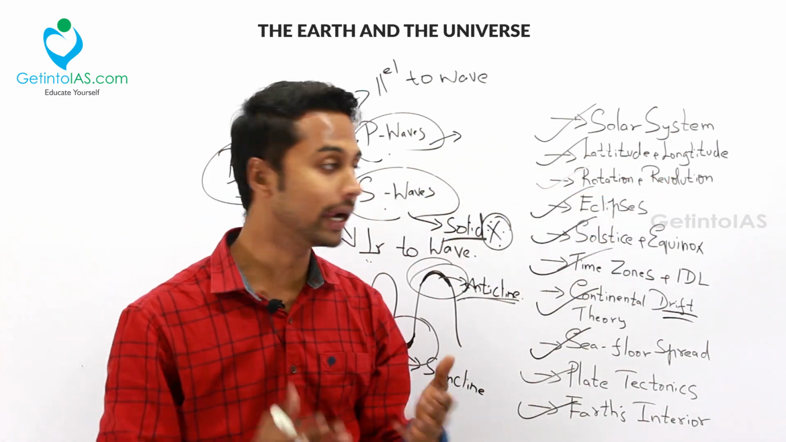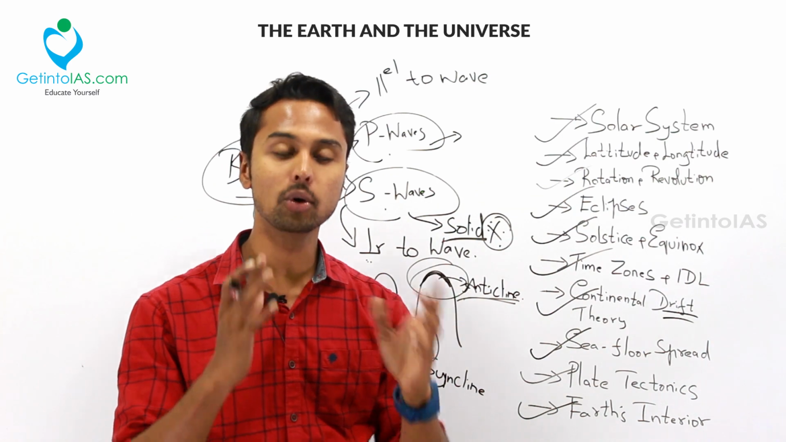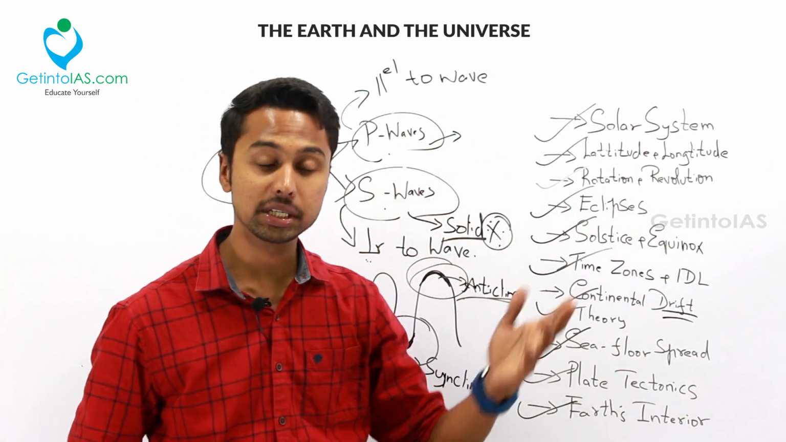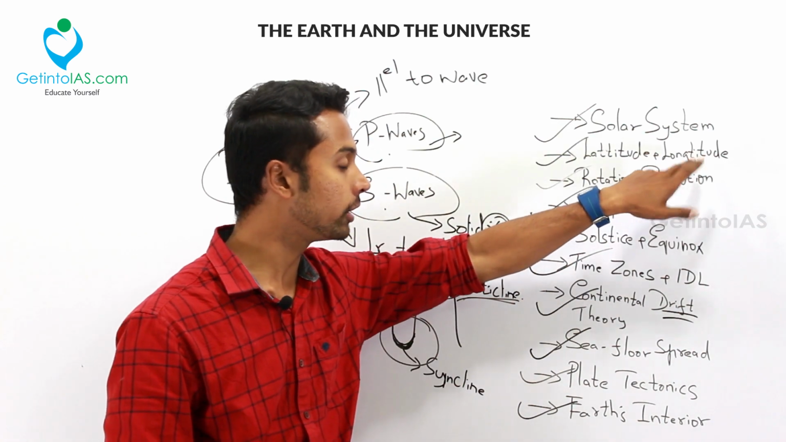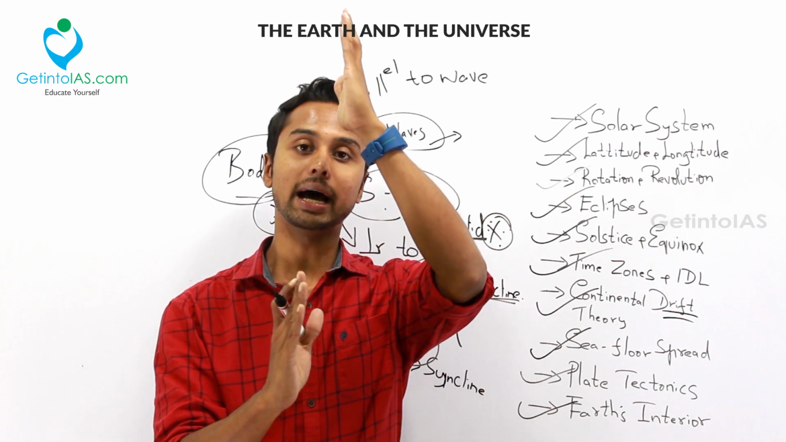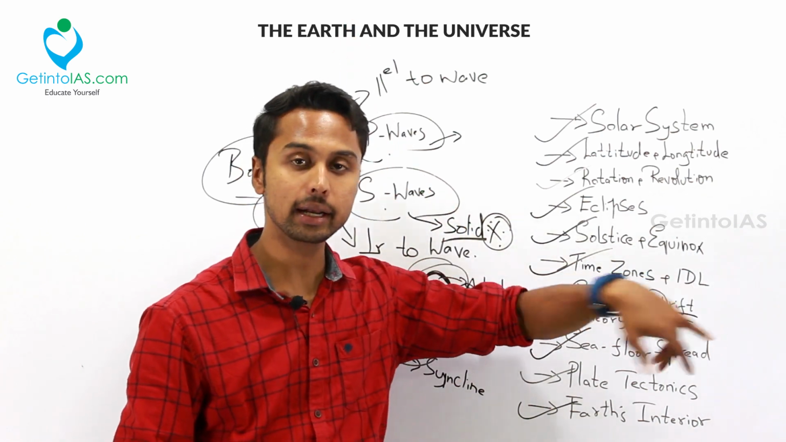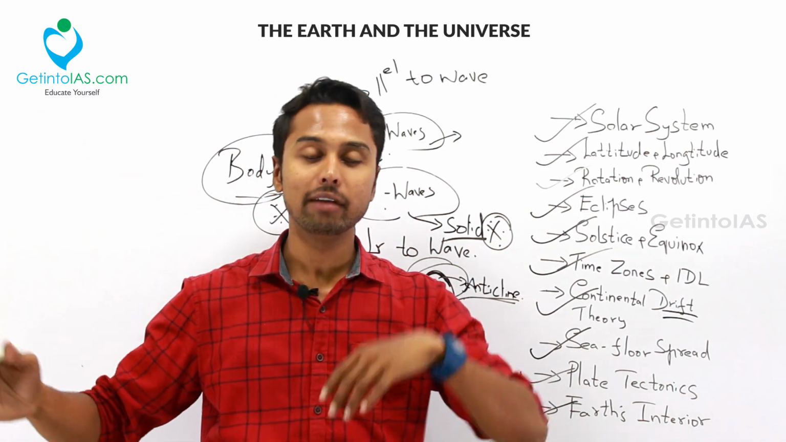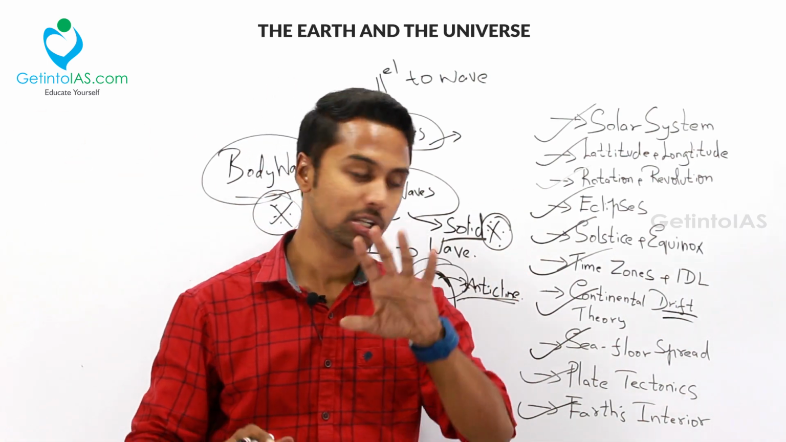Rotation causes day and night, and revolution causes the seasons. How seasons are formed we have also seen. We have seen solstice and equinox, and also the time zone. While dealing with longitude, I told how these time zones are calculated. We have seen about the prime meridian and the international date line. And I told what happens when you are going to the east, one day is added, and when you go to the west, one day is subtracted. That is the logic behind that.